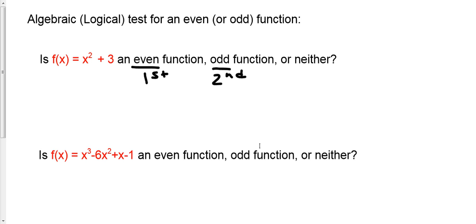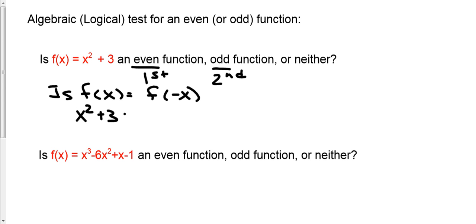Okay. So that 3 is throwing some people for a loop, is it not? Who doesn't know what to do with the 3? Okay, let's get you started here. So, is f of x equal to f of negative x? What do I do with f of x? Well, f of x is defined for me here, right? So f of x is just x squared plus 3. But what is f of negative x?